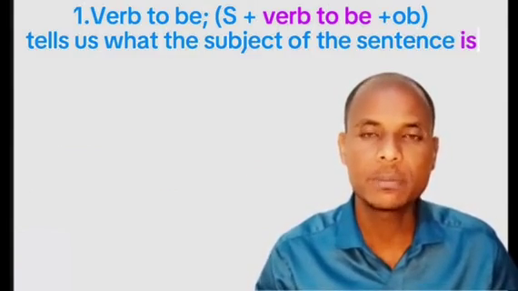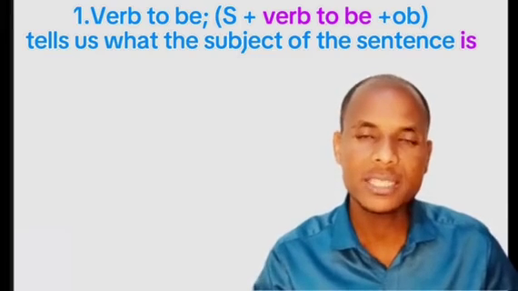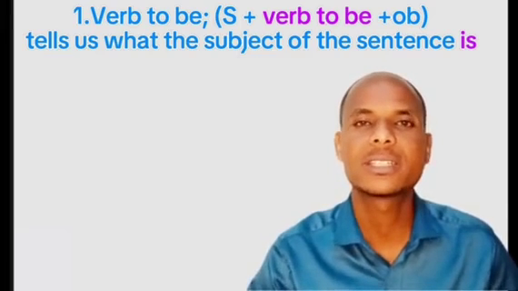Now come back to the first one. Verb to be. It is structured as subject plus verb of be plus object. Look, this verb or verb to be tells us what the subject of the sentence is.